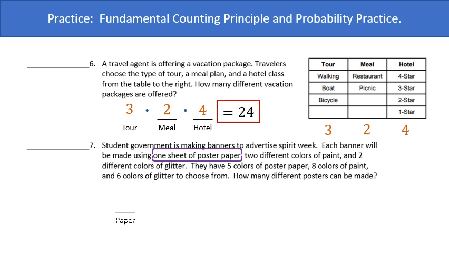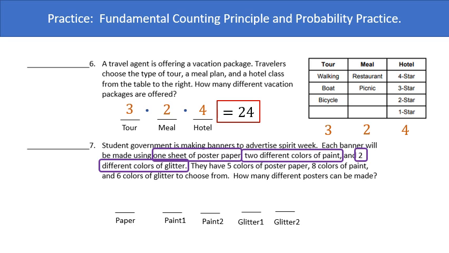All right, so what are we going to choose? We're going to choose 1 sheet of poster paper. Poster paper. Say that 10 times fast. What's the next thing we're going to choose? 2 different colors of paint, so I labeled it paint 1 and paint 2. 2 different colors of glitter, glitter 1 and glitter 2. So a banner is going to be made, and we're not just choosing 1 of each like we did before. We're going to choose 2 paints and 2 glitters. And what's important is that it says we're choosing 2 different colors of paint and 2 different colors of glitter.